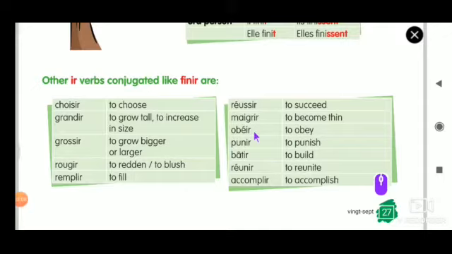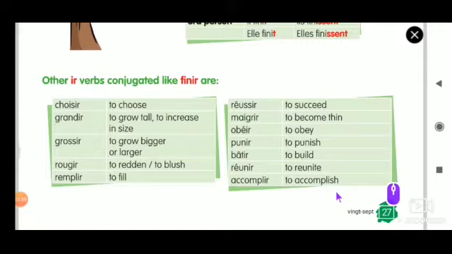Obéir is to obey. Punir is to punish. Bâtir is to build. Réunir is to reunite. Accomplir is to accomplish.